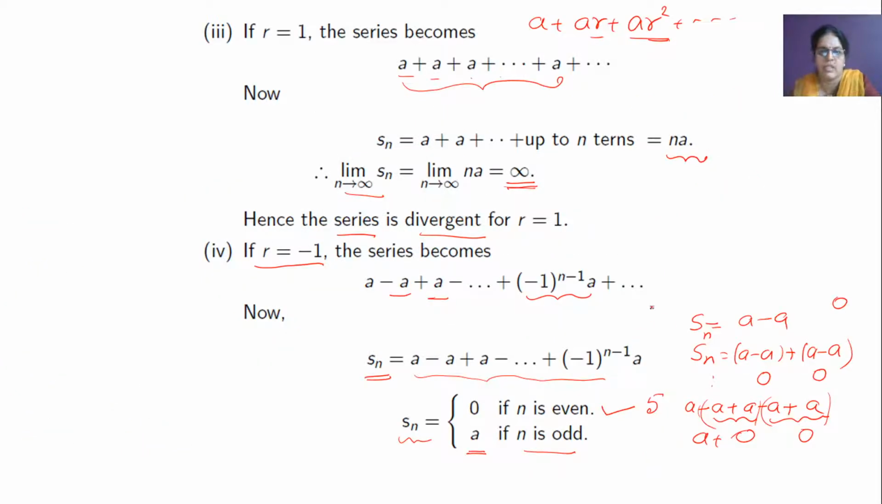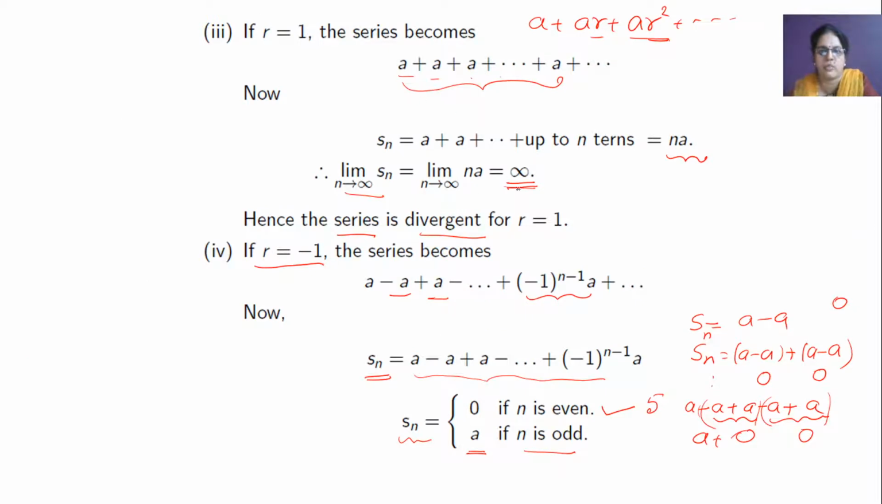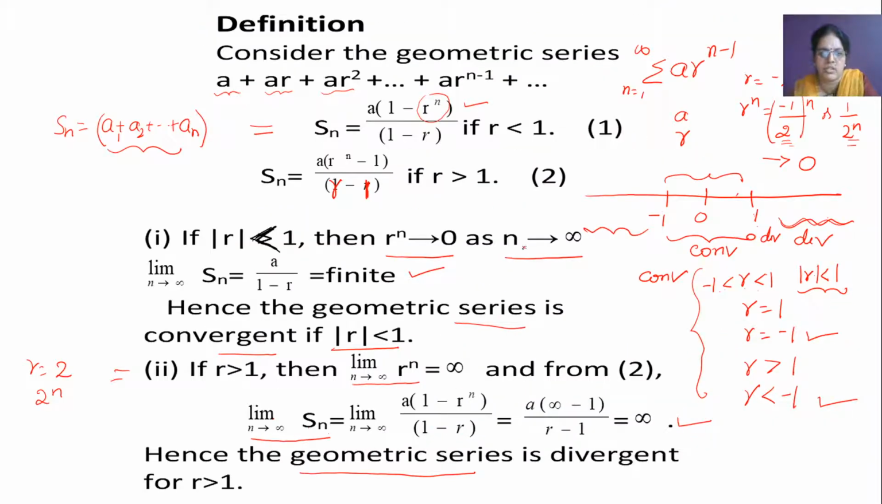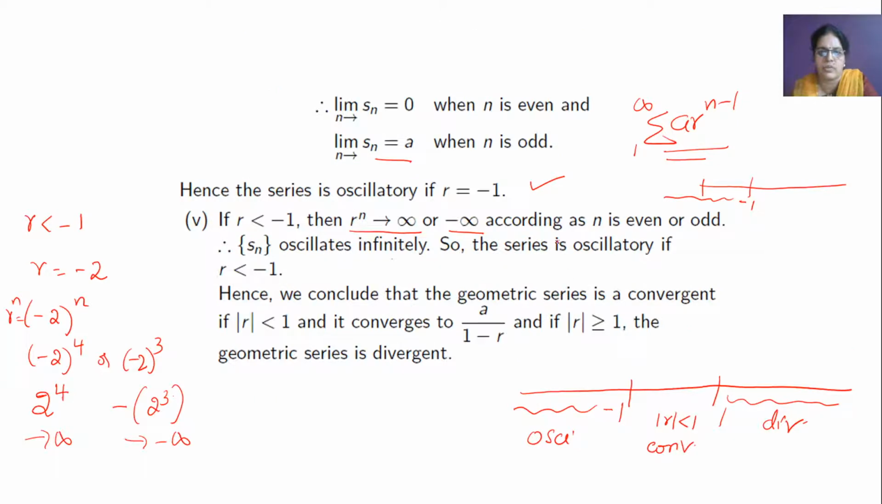So you can go back to the cases once again. See here, for mod r less than 1 it is convergent, r greater than 1 it is divergent, and r equal to 1 it is again divergent, and r equal to minus 1 and r less than minus 1, here it is oscillating.